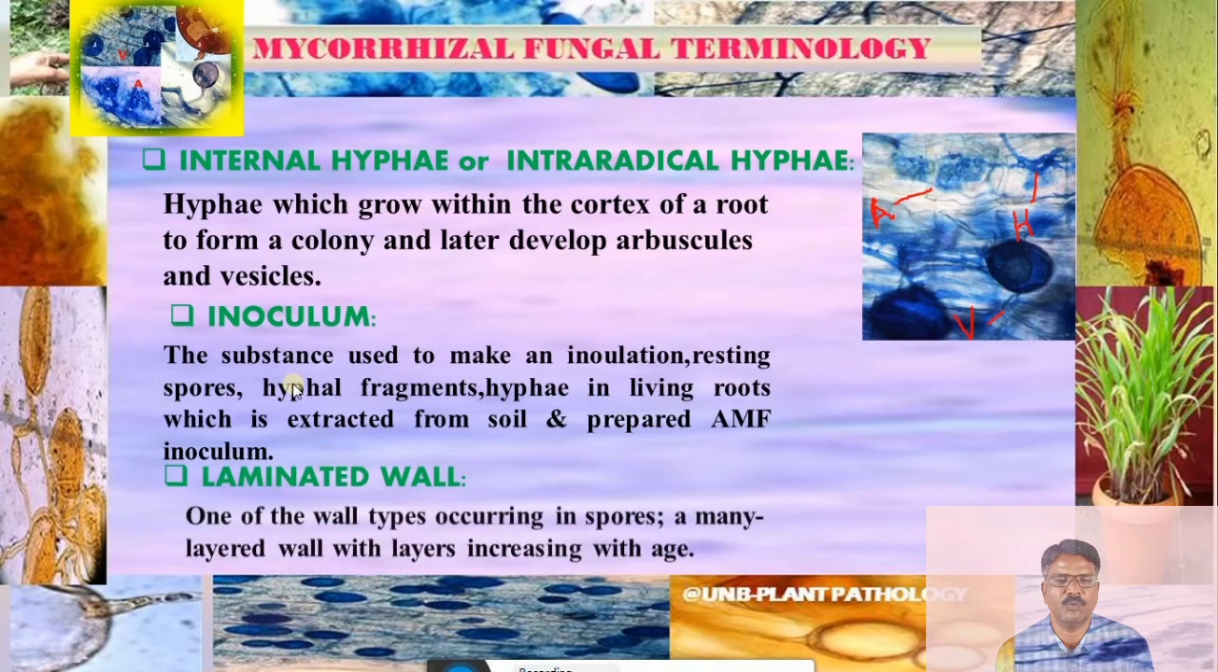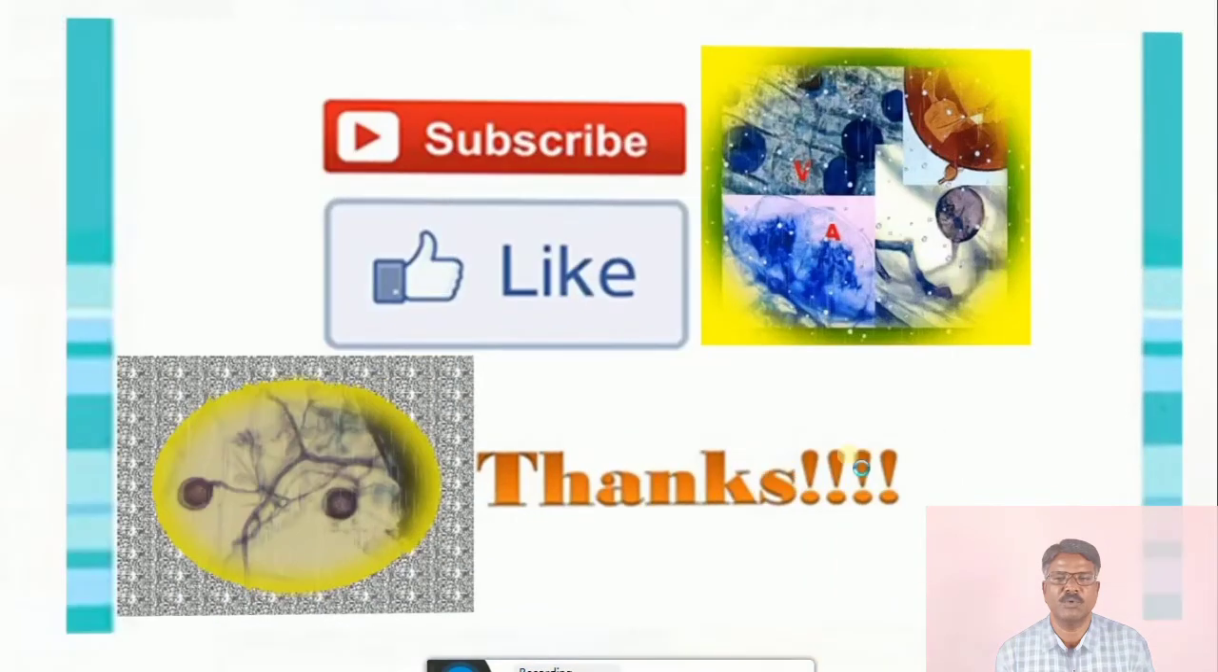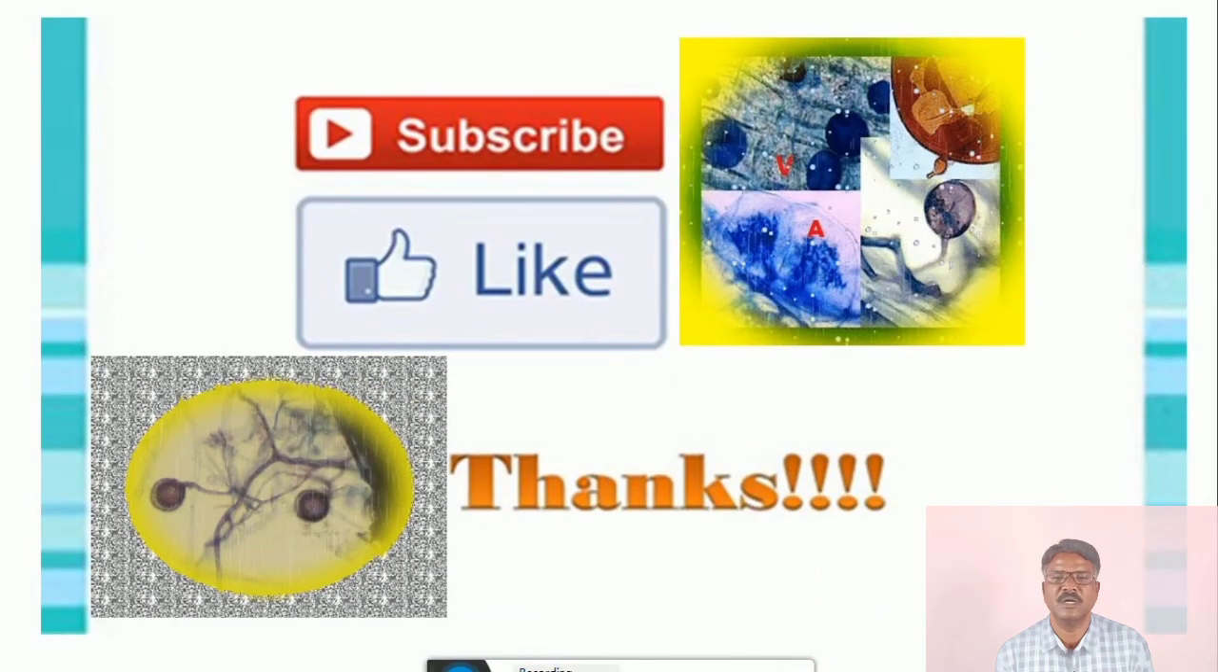Next, the laminated wall. The laminated wall is one of the wall types occurring in spores, a many-layered wall with layers increasing with age. This wall is known as a laminated wall. So the spores have many layers forming, and such an ornamental wall is called a laminated wall. So this is all about the terminology in this video.